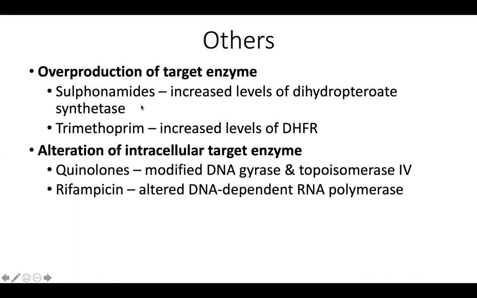There are others which are neither inherent nor acquired, such as overproduction of the target enzyme. So even if you target the enzyme, the bacterium has enough to carry out its processes. For sulfonamides and trimethoprim, there are some examples which you can read later, bacteria can also alter the intracellular target enzyme. For resistance against quinolones, bacteria have acquired genes that code for modified DNA gyrase and topoisomerase 4. As for rifampicin, bacteria are able to alter the enzyme DNA-dependent RNA polymerase.